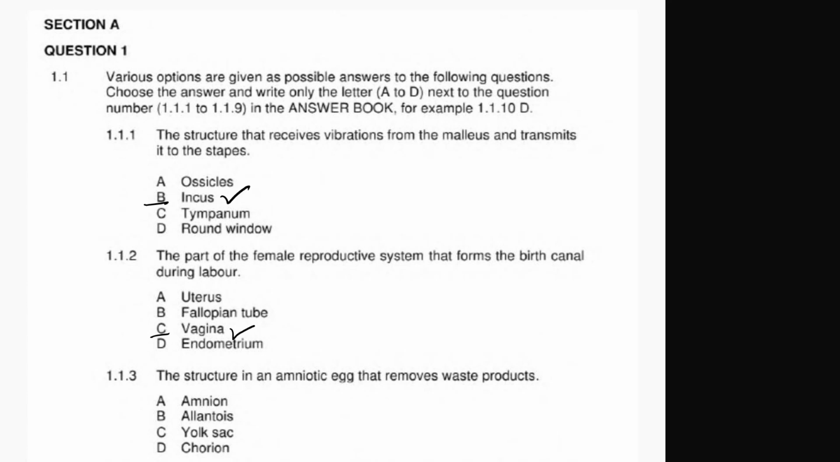Now, 1.1.3, the structure in an amniotic egg that removes the waste product. 1.1.3, it is what we call allantois. This question is repeating, right? Allantois, it is the structure in an amniotic egg that removes waste products. Allantois. Now, let's continue.